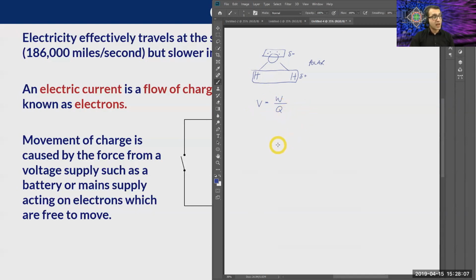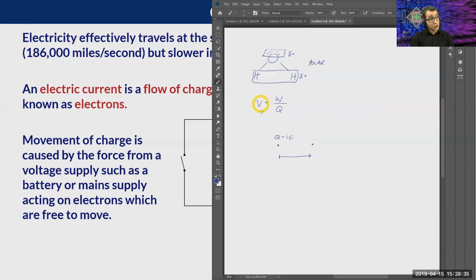So if we imagine we have a certain charge over here, let's just call that charge Q in coulombs. If that charge moves from this point to this point over here, then the work done in moving the charge from here to here per unit of charge, so if we imagine that the charge Q is 1 coulomb, 1 unit of charge, then this number simply becomes 1.